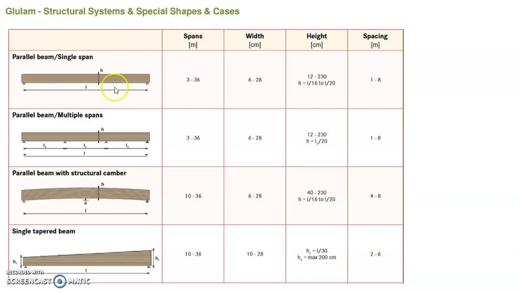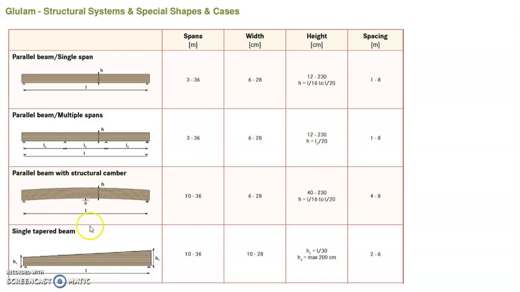Glulam is very versatile, and you can have different structural classes, different shapes, and different patterns if you like. For example, if it's a single span parallel beam, typically the span can be around 3 to 36 meters. The width is around 6 to 28 centimeters, so on and so forth. And you can have a parallel beam with a multiple span, for example, and then there will be different recommended dimensions. You can have a parallel beam with a bit of a camber.